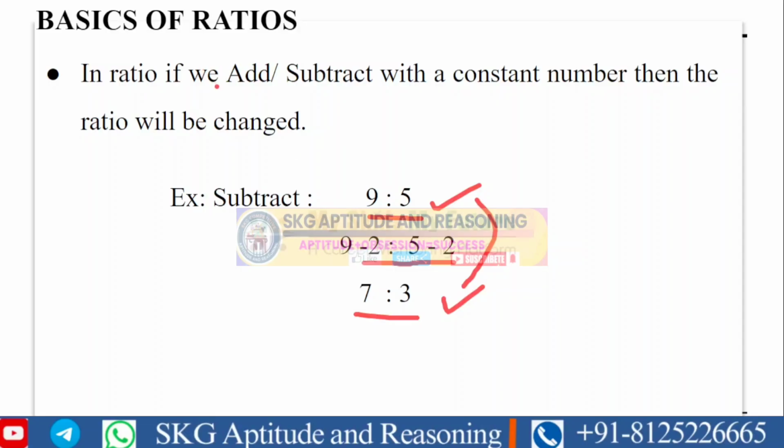So try to remember the point: with addition and subtraction of a constant number, there will be a change in the ratio. For multiplication and division with a constant number, there will be no change in the ratio. Try to remember these basic points. They will be helpful while solving problems on ratios.